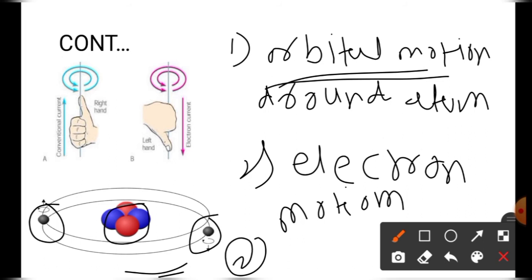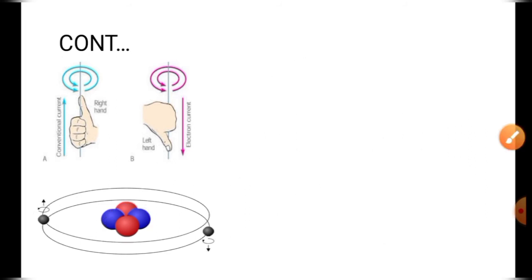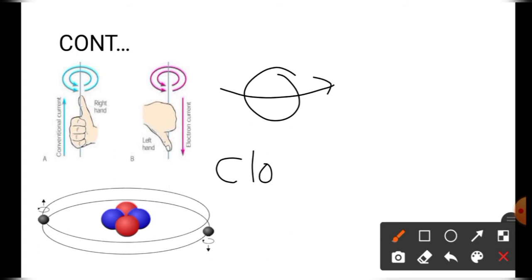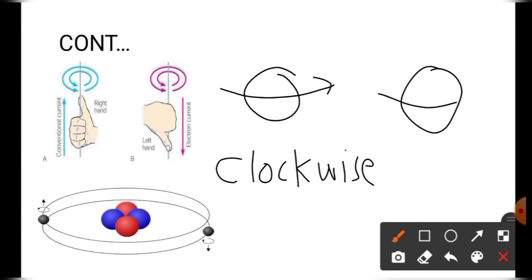Now we are going to see electron's motion. Electrons has 2 motion. Consider this is electron having clockwise direction and second electron having anti-clockwise direction. In this case, we are going to find out poles of the electrons. Now consider the diagram number 1. This is the right hand thumb rule.